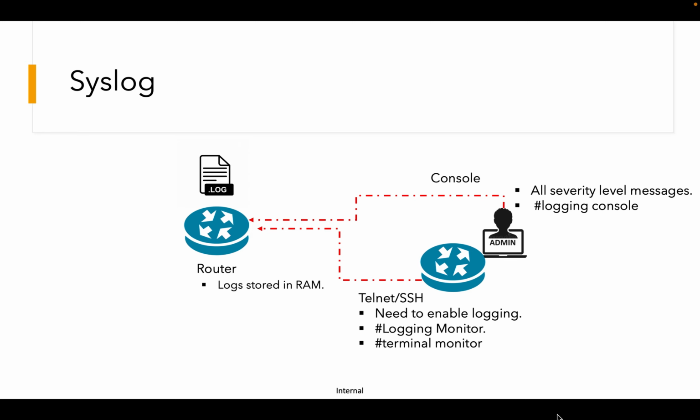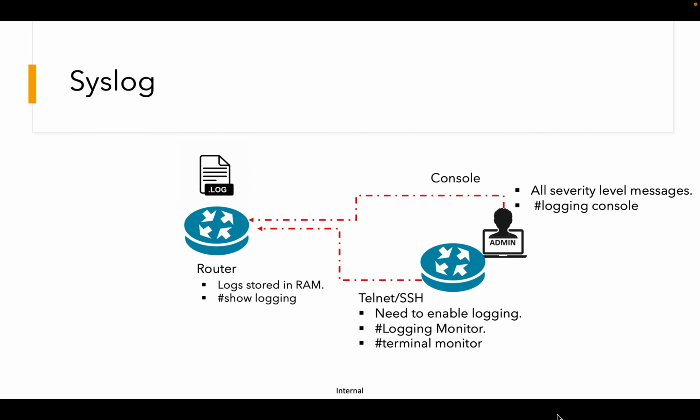IOS can store copies of log messages in the RAM by virtue of the logging buffered global configuration command. Then any user can come back later and see the old messages by using the show logging exec command. But RAM can store the information till the device is rebooted. If you reboot the router or a switch, it will be gone forever.